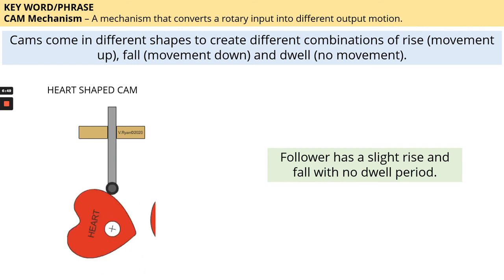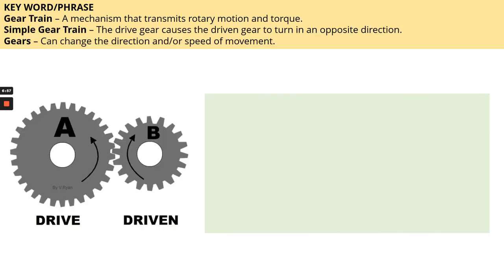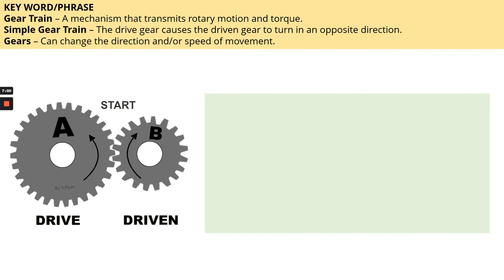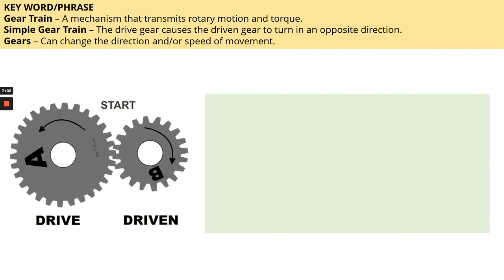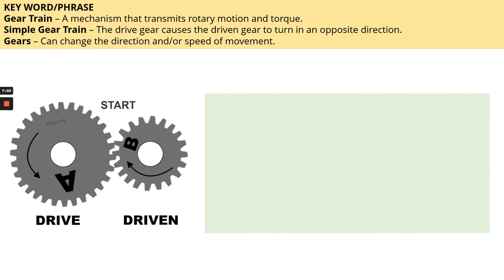So the drive gear has 75 teeth. So it's 150 divided by 75, which gives you 2. The driven gear would rotate once for every 2 turns. This gives us a ratio of 2 to 1.